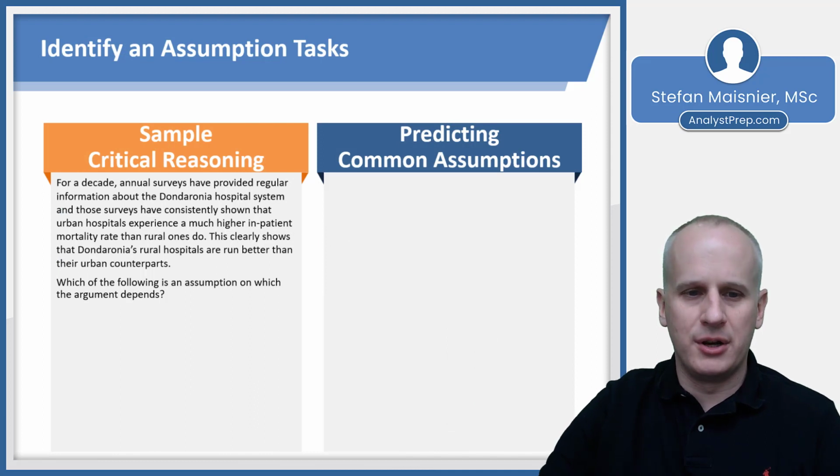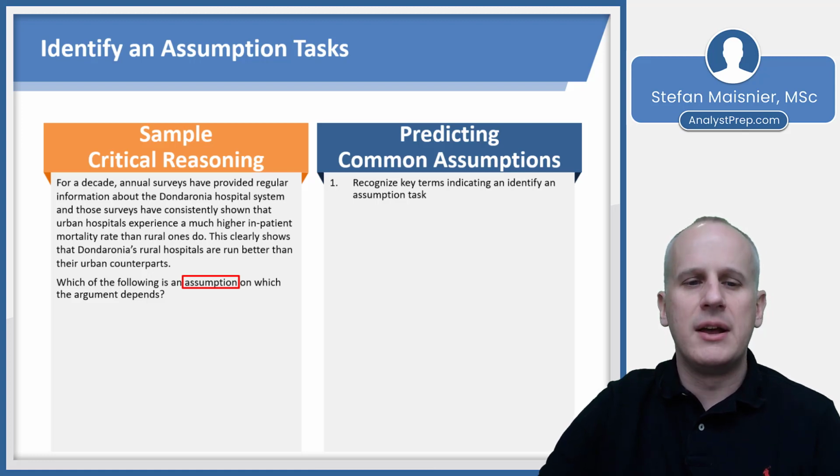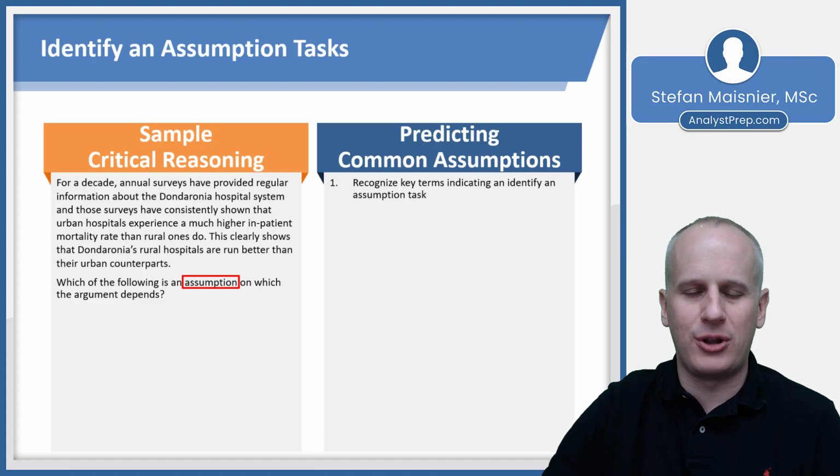So as always, we go and read the task first. So which of the following is an assumption on which the argument depends? So we've got assumption, we've got the word depends here, so we recognize the key terms indicating that this is an assumption task. We then read the paragraph. For a decade, annual surveys have provided regular information about the Donderonia hospital system, and those surveys have consistently shown that urban hospitals experience a much higher inpatient mortality rate than rural ones do. This clearly shows that Donderonia's rural hospitals are run better than their urban counterparts.